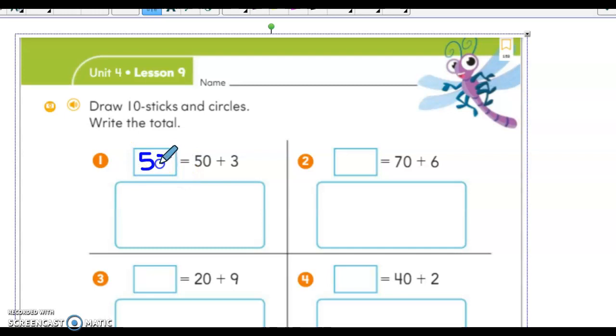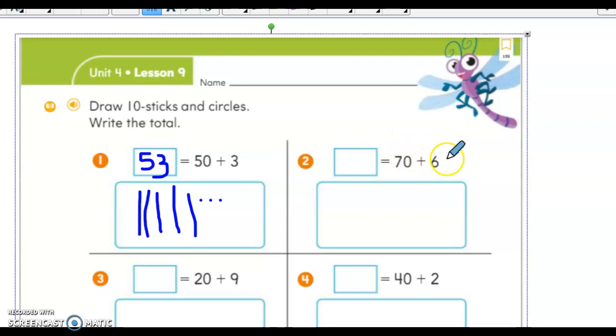Okay, this is us writing the total. Now we also need to draw our 10 sticks and circles. So here's our amount of 10 sticks. How many 10s is in 50? 5 10s. So let's write it. 10, 20, 30, 40, 50, and do the 3 extra ones. 1, 2, 3.